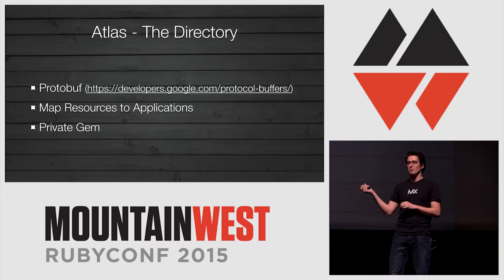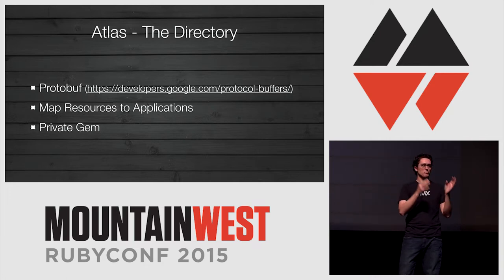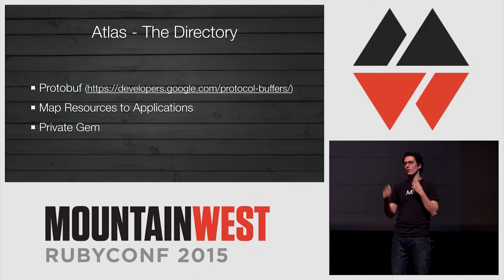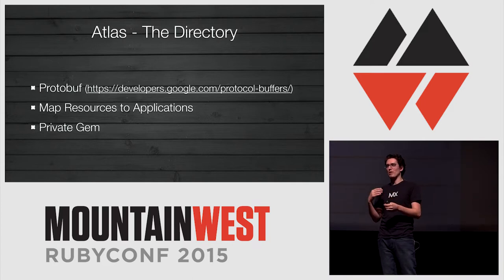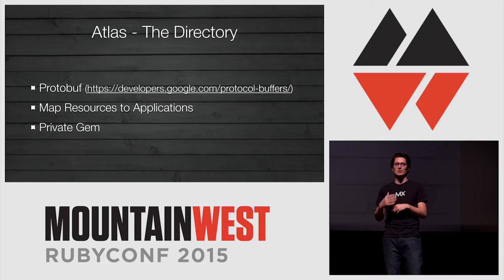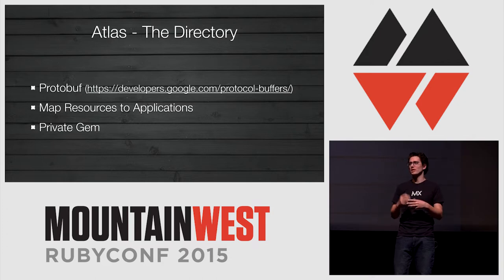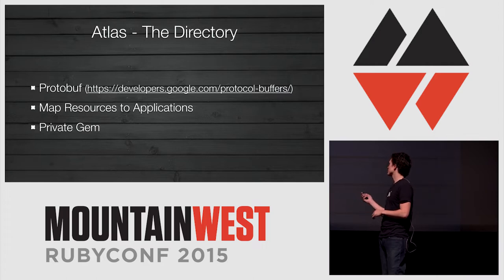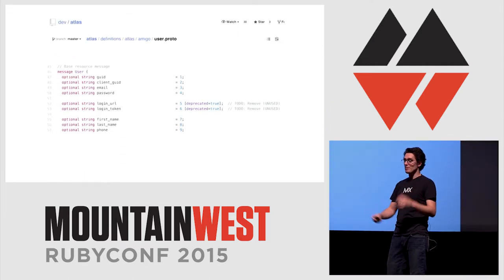Another nice thing about having it be a private gem is that we get to version it with semantic versioning, and so all the clues that you want to give other team members about when a change is backwards compatible versus not backwards compatible, you can use cues that the developer already knows from working with gems. So let's look at an example of this.